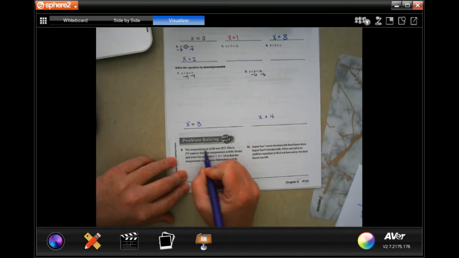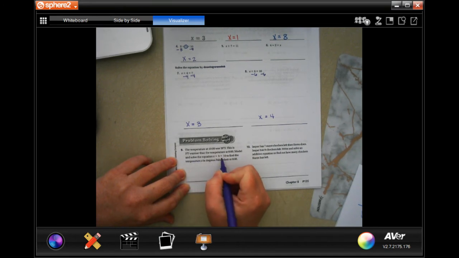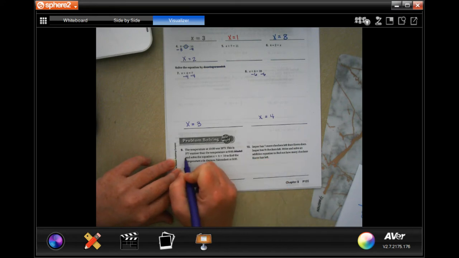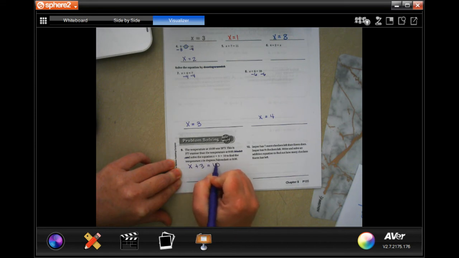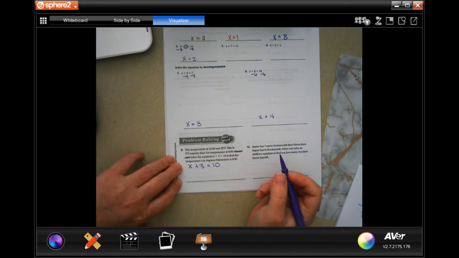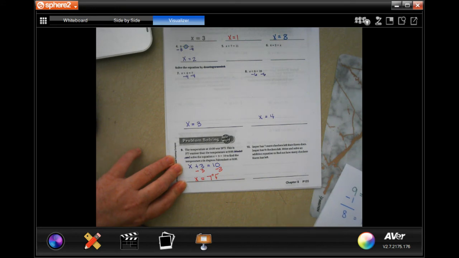All right. The temperature at 10 o'clock was 10 degrees Fahrenheit. This is 3 degrees warmer than the temperature at 8 o'clock. Model and solve the equation x plus 3 equals 10. So we're not going to model, we're just solving. So x plus 3 equals 10 to find the temperature in degrees Fahrenheit at 8 o'clock. So again, we are going to subtract 3, we are left with x, and 10 minus 3 is 7 degrees Fahrenheit.